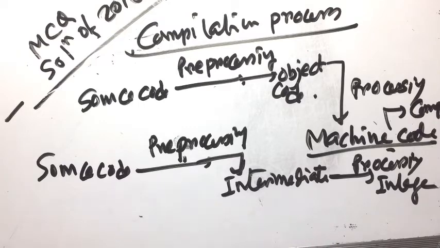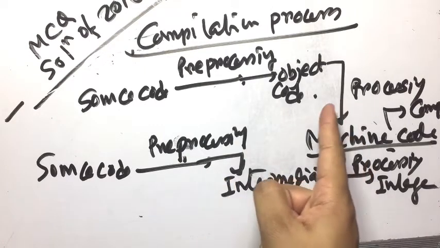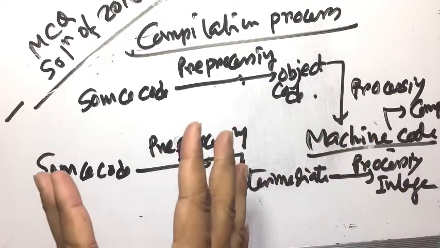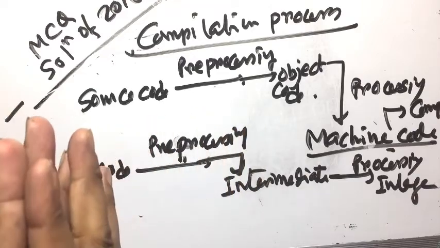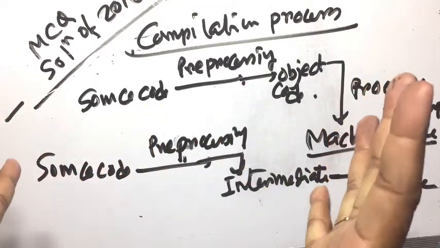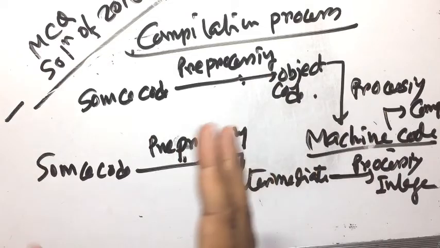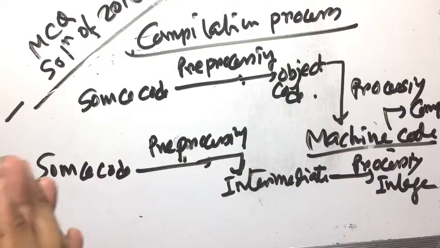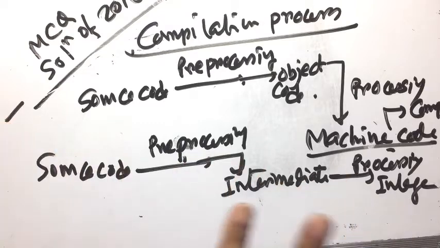In case of an interpreter, the intermediate code is for the interpreter only, not for us. In case of compilation, the machine code is for us. So in case of compilation, there is no intermediate code available for the user, but in case of an interpreter, that intermediate code is only available to the interpreter. So this is the difference between compilation and interpretation. This is a very common question in semester examination.